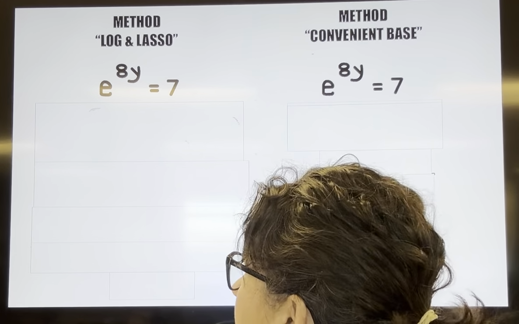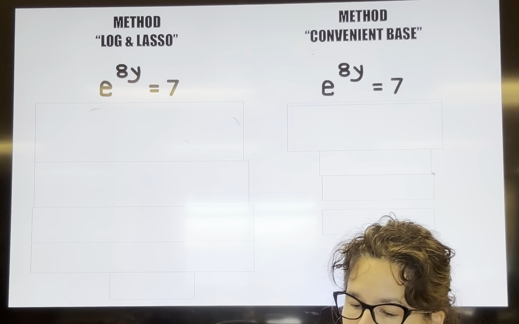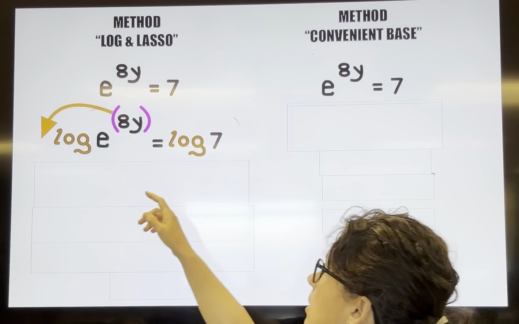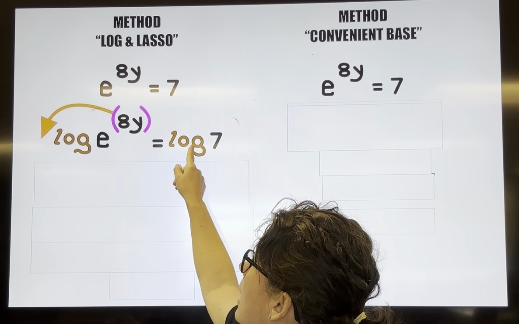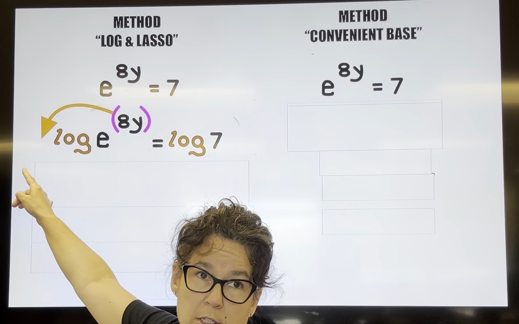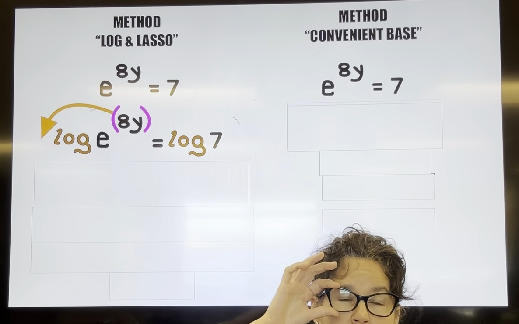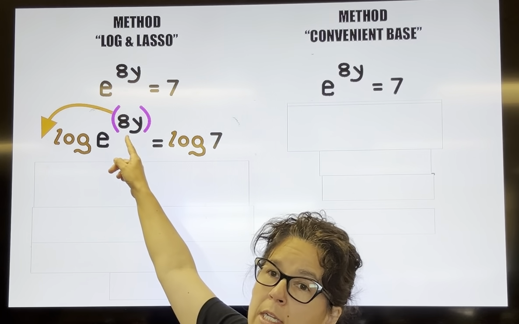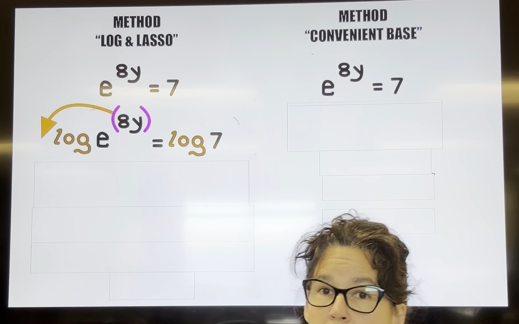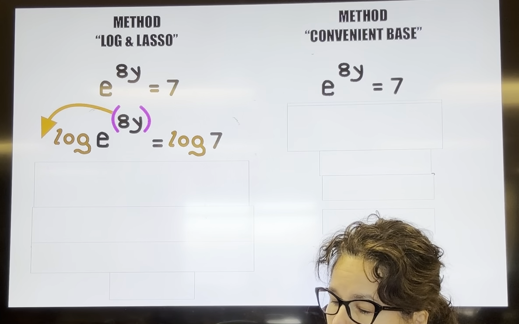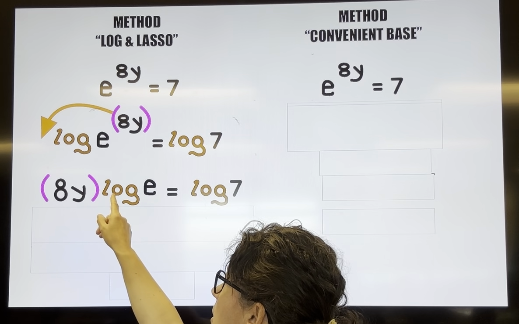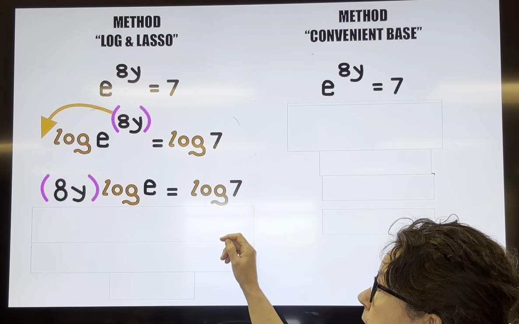If I use that method and I just use a basic logarithm, here's my original, and then I'm going to log both sides, and then I'm going to move the exponent to the front. Again, good notation: it's always a good idea to put your exponent in parentheses before you move it to the front. Sometimes that's overkill, but it will always lead you to the right answer. So lassoing that exponent to the front, I have 8y log of e equals log of 7.